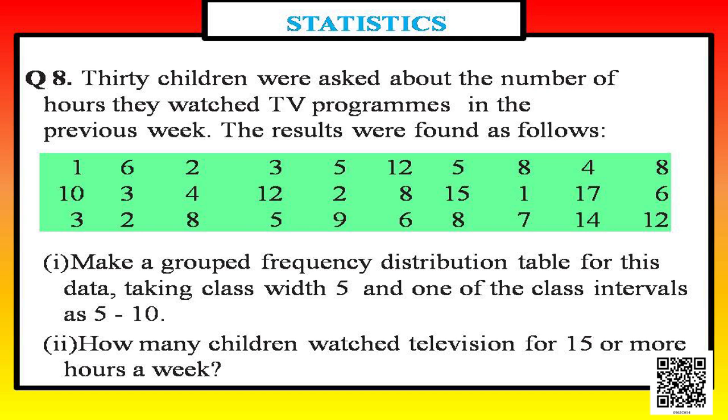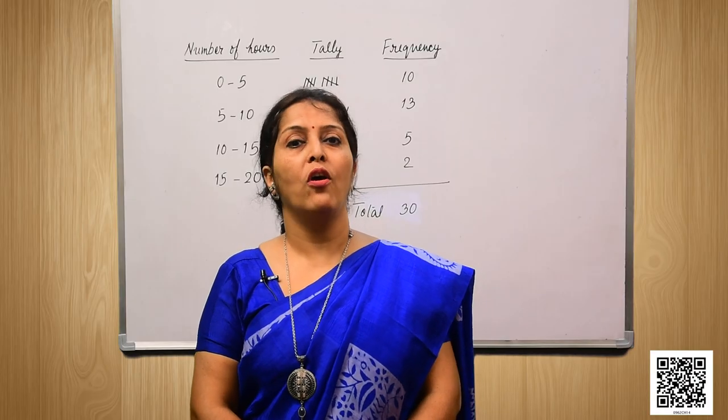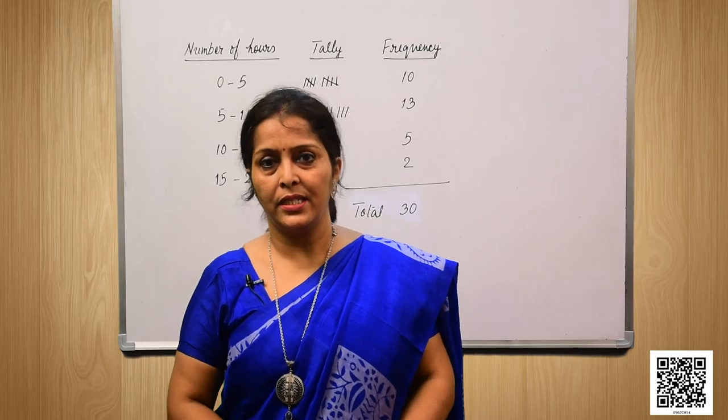Then at the end, we have two bits asking. The first one, make a grouped frequency distribution table for this data, taking class width 5 and one of the class intervals as 5 to 10. Second bit, how many children watched television for 15 or more hours a week? Now let us solve it. So here is the solution of question number 8. Let us see it on the board.